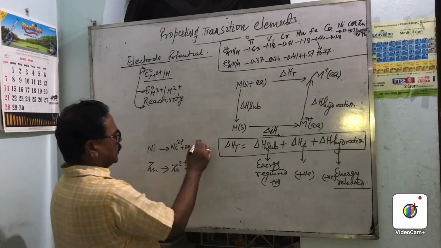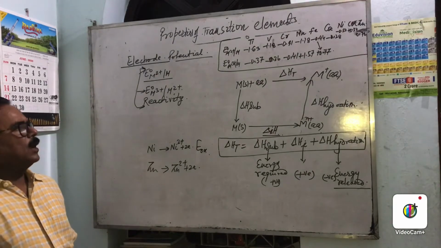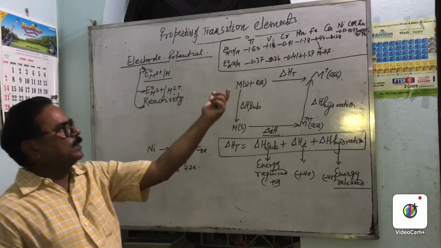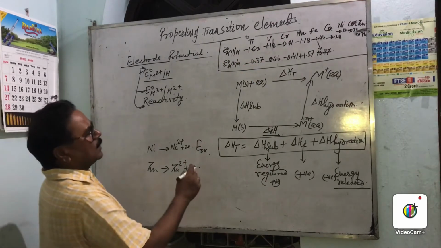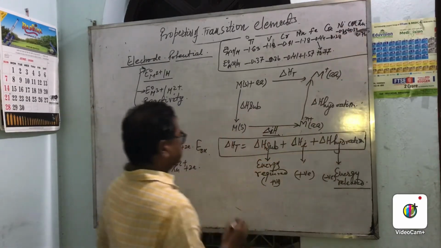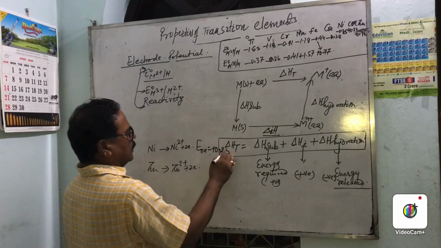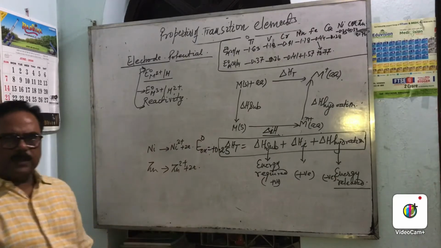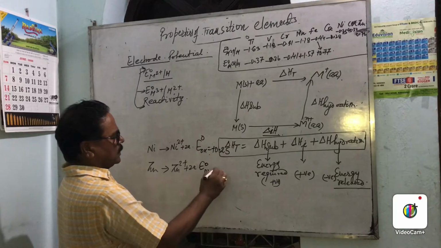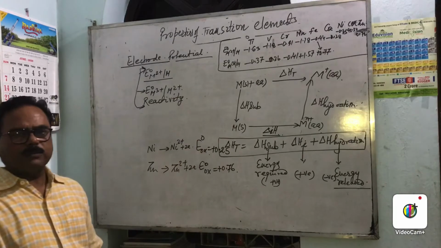Now its oxidation potential, E oxidation, because it is undergoing oxidation. If we consider it as the oxidation, then its value is 0.25. The oxidation potential is considered as 0.25, right? And if it is in standard condition, the oxidation potential value of zinc is considered as plus 0.76. This is the value of the reduction potential.